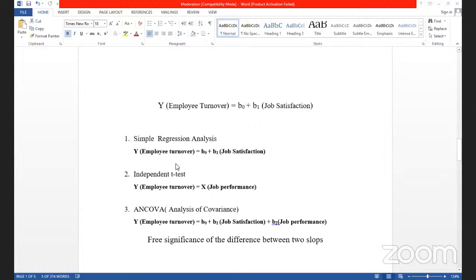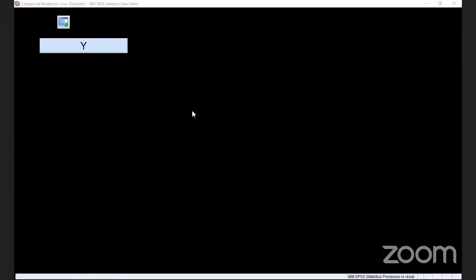We use simple regression analysis, independent analysis, and ANCOVA to understand the nature. And finally we use the moderation term, meaning the interaction term. We include the interaction term in our study. So I am using the case study, the categorical moderator 3. Moderation categorical, I am selecting the case study, the categorical moderator 3. This is the case study. You can see the case study.